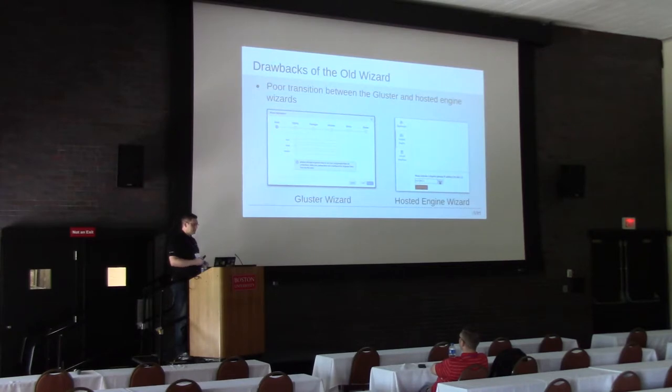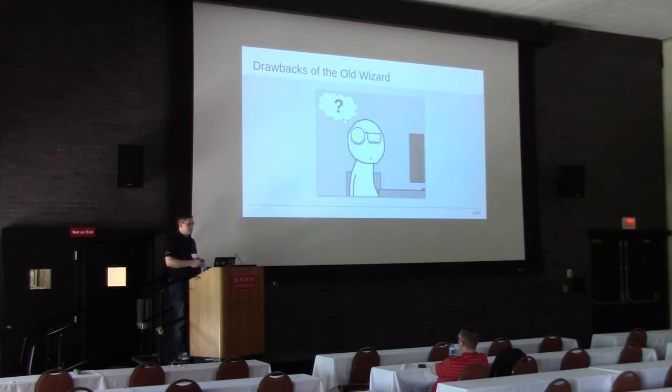Now, one of the most troubling problems with the old wizard was the poor transition between the Gluster wizard and the hosted engine wizard. Remember that hyper-converged infrastructure thing I told you about? We want to push it. We want to make it available to the user. So this occurred when the user installed a hyperconverged setup. They would first go through the Gluster wizard, set up their storage, and then it would push them into the hosted engine wizard, which is on the right. Now imagine for a moment the user's reaction going from this on the left to this on the right. I'll take a moment, but this is what I figured it was like.